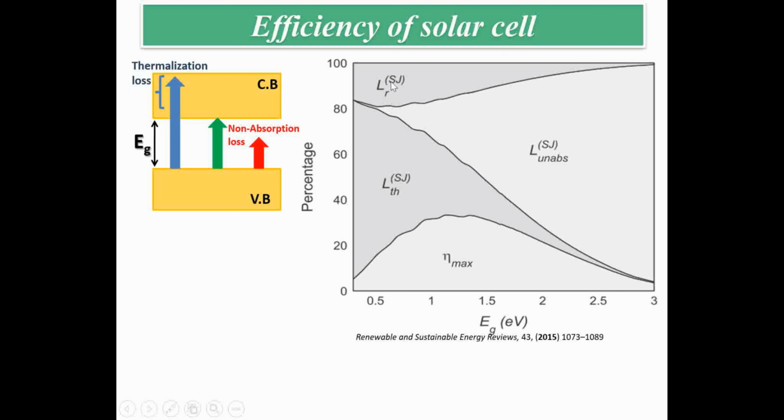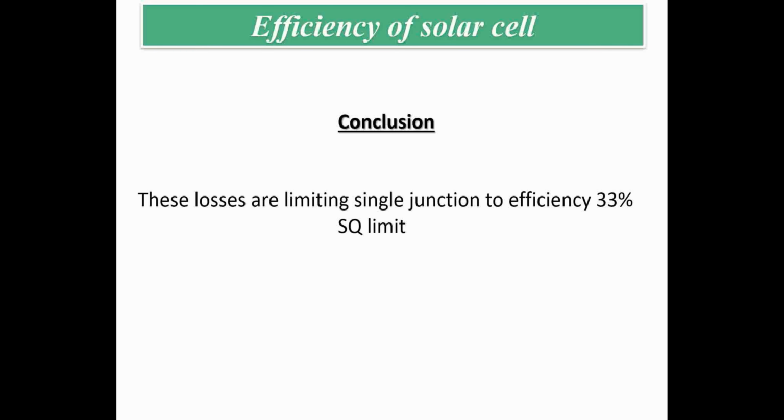Somewhere our useful work energy is maximized at a certain band gap, around 1.2 or 1.3 eV, which is the SQ limit. This comes out to be 33% for a two-level system with a single band gap. This is the detailed balance limit. So the conclusion here is that the losses limit a single junction to 33%, which is known as the SQ limit.